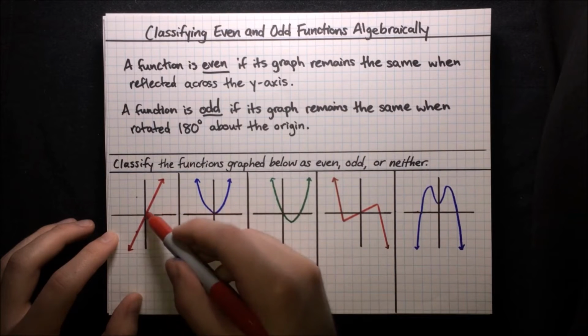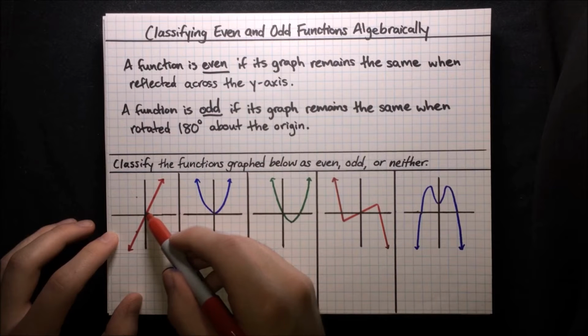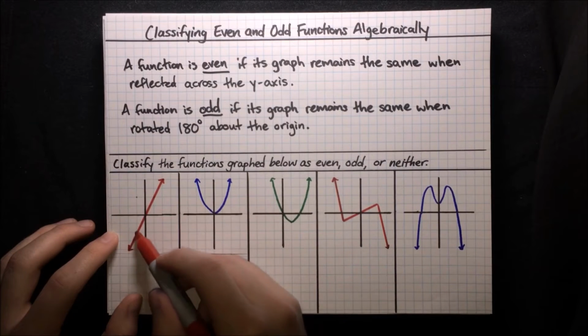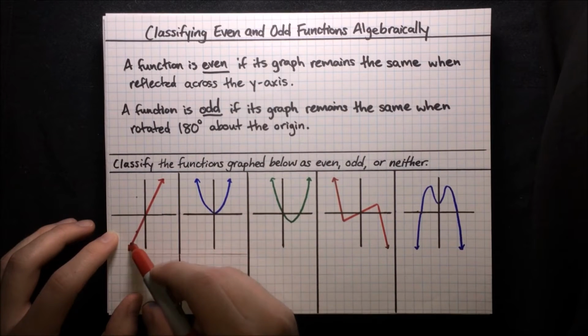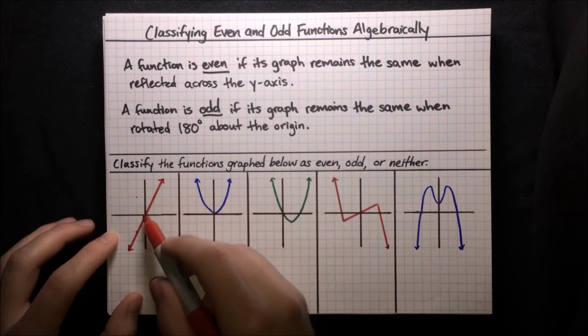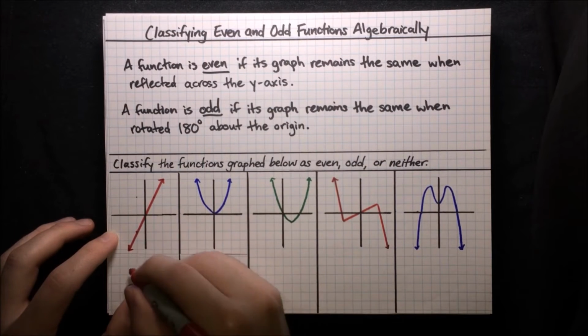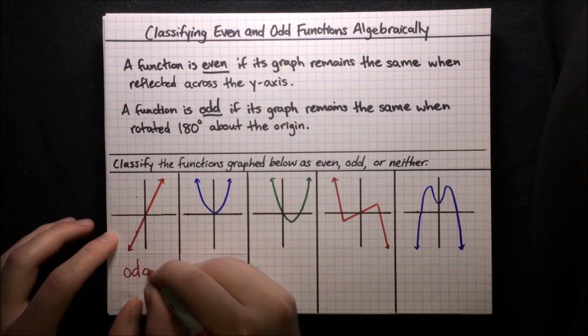Actually, if we take this entire bit of the function on the positive x-axis and we rotate it 180 degrees about the origin, that'll just land on this bit of the function that's along the negative x-axis. Likewise, if we take that bit along the negative x-axis and rotate it 180 degrees about the origin, we land on the bit that's on the positive x-axis. So really, the function just falls back on itself after the rotation and nothing changes. So yeah, the function is odd.